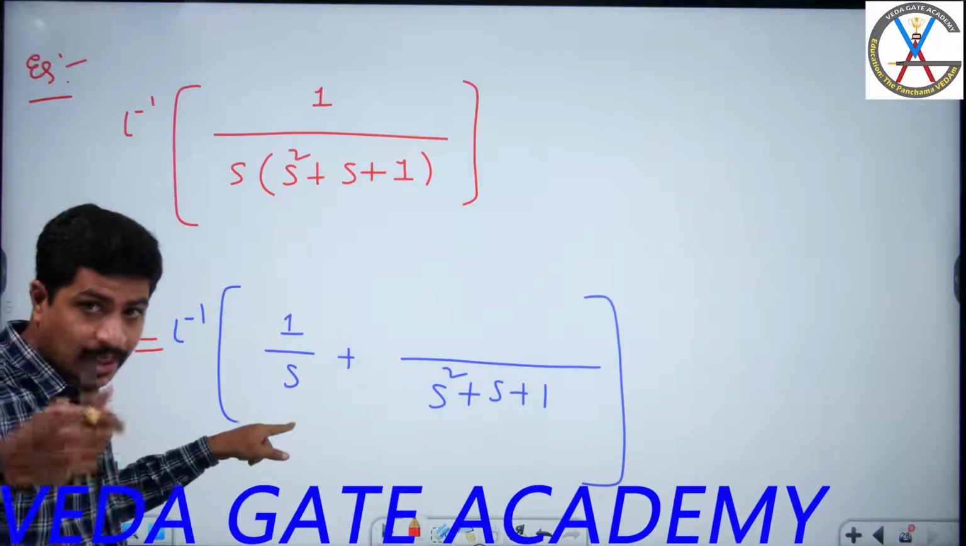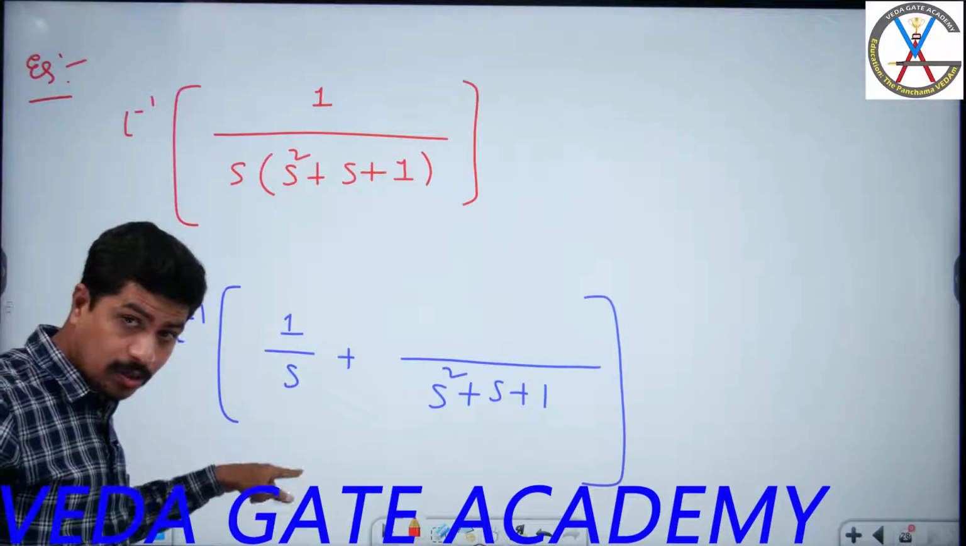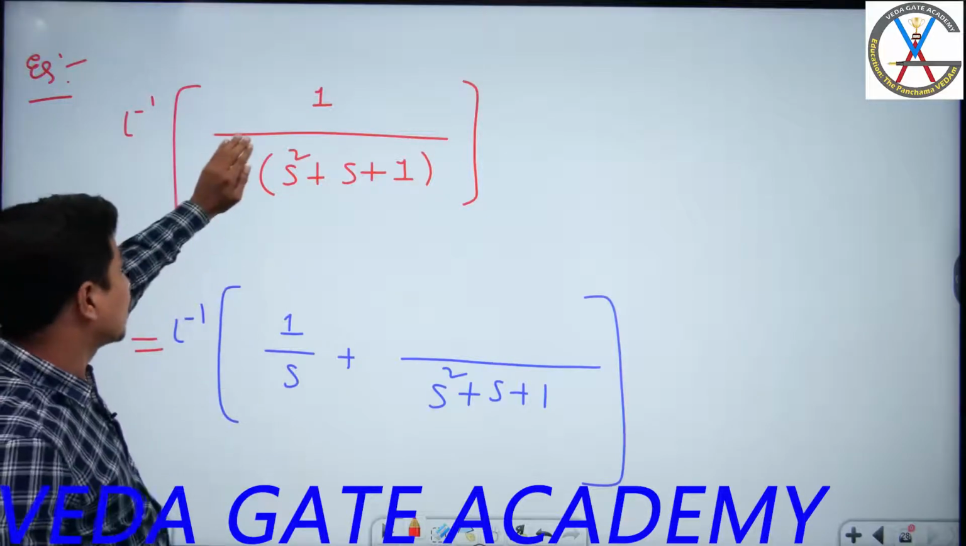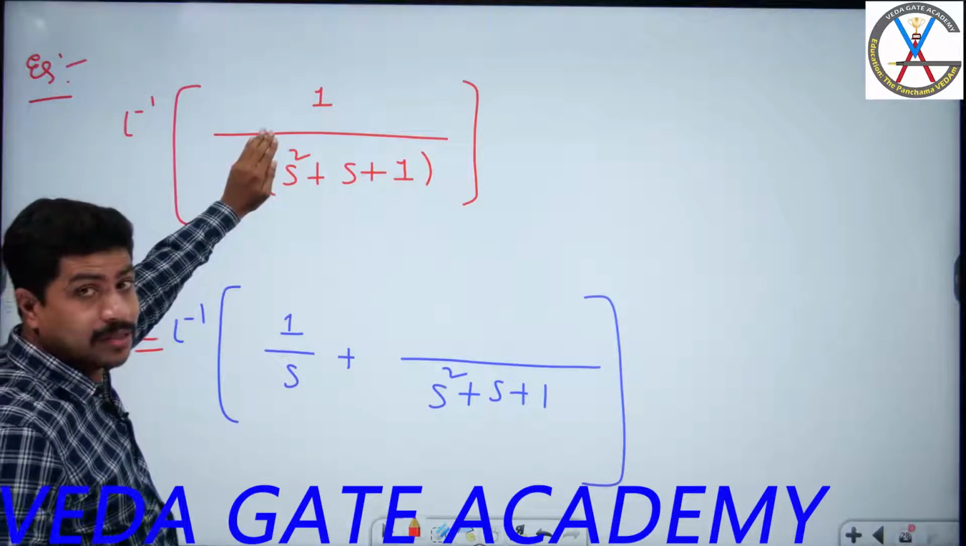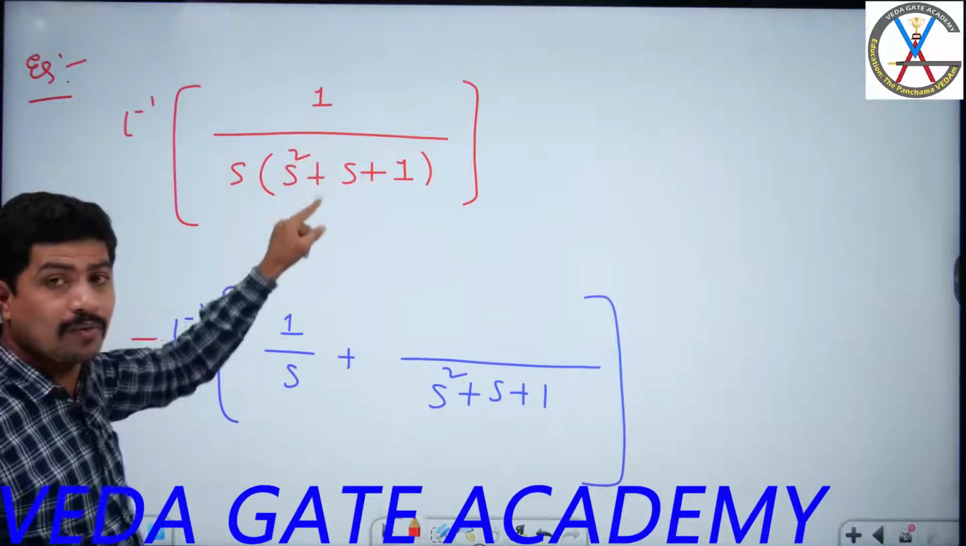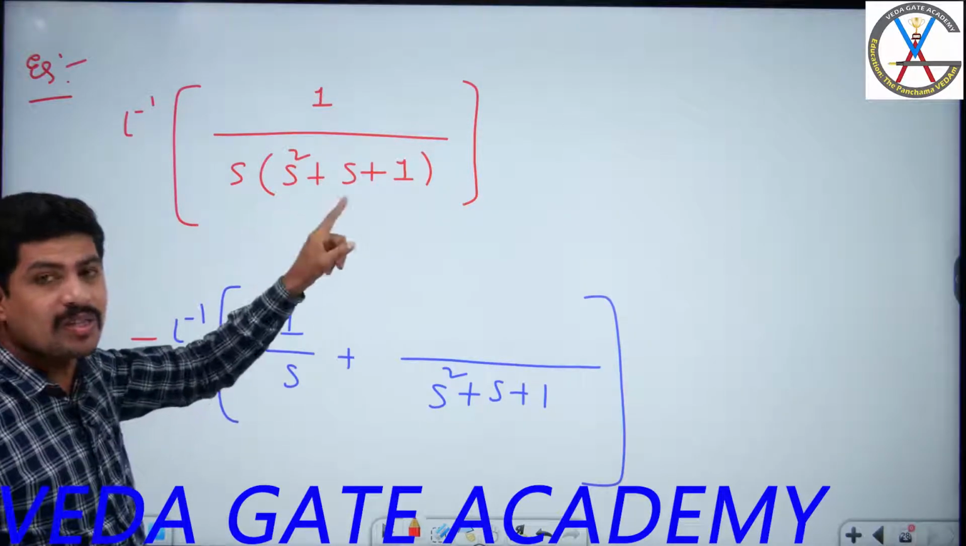I'm repeating that procedure. Make this one equal to 0. How much did I get? s is equal to 0. Mask that factor here and put s equal to 0. What did you get in this one? How much did I get? 1 by 1 plus 0 plus 0 plus 1. How much is it? 1.